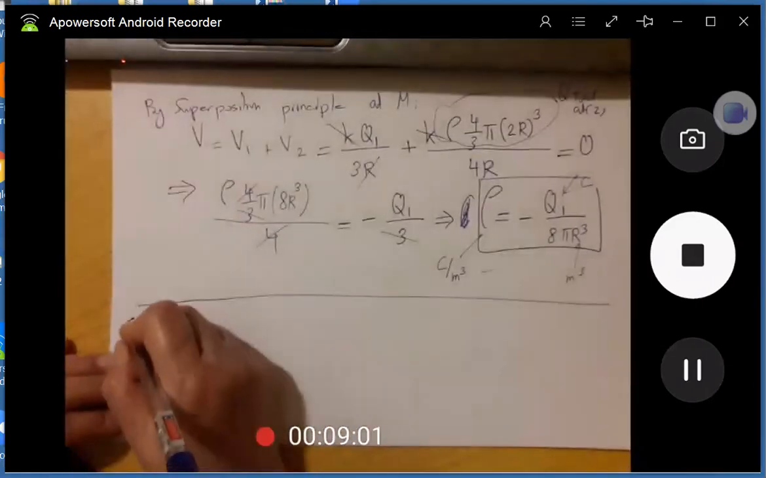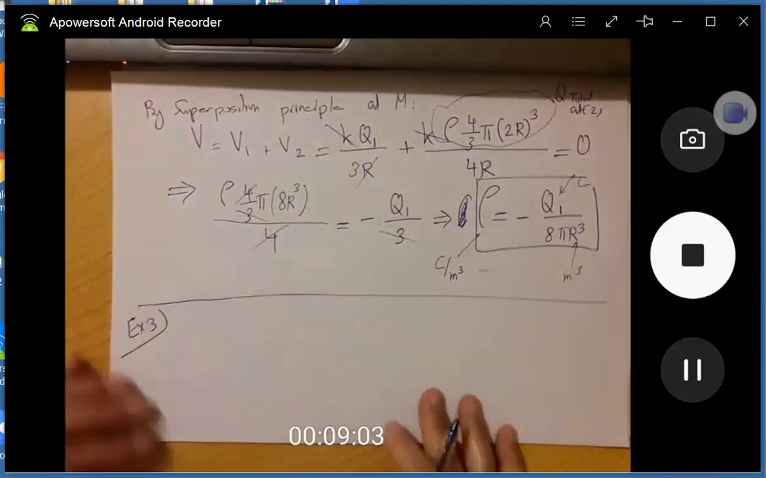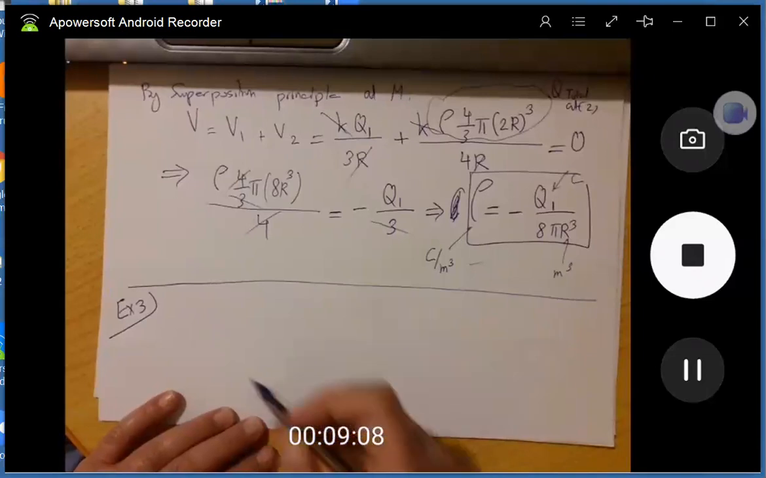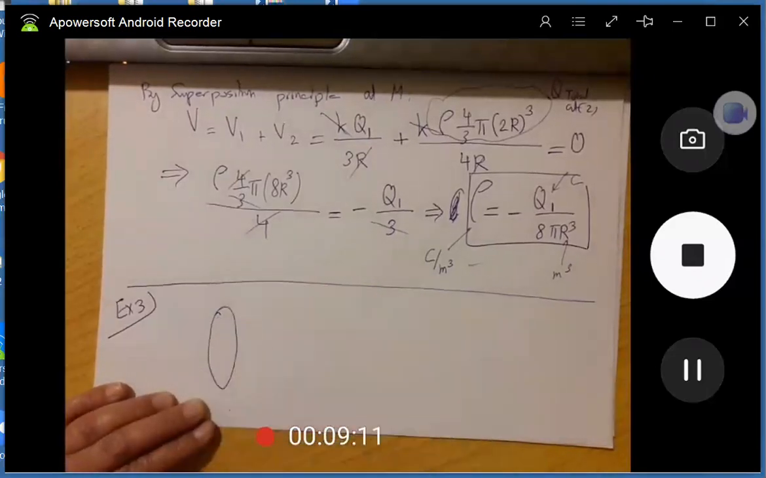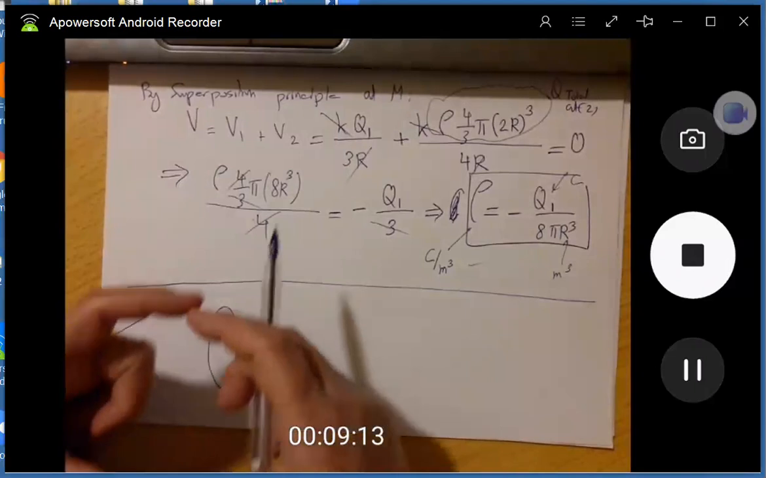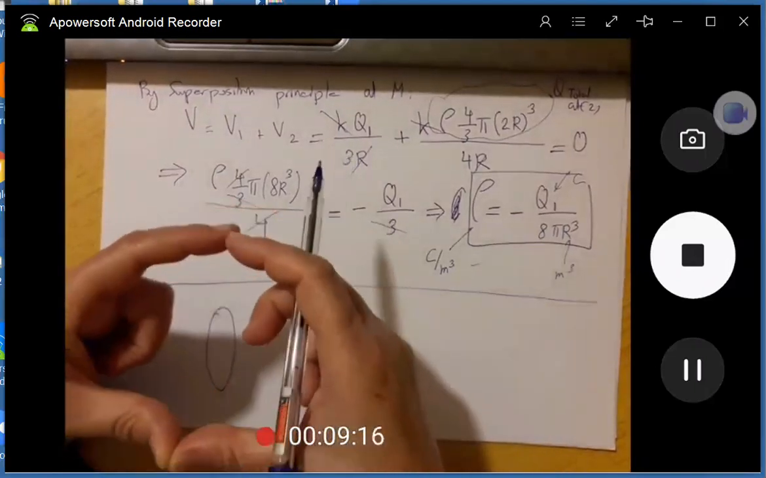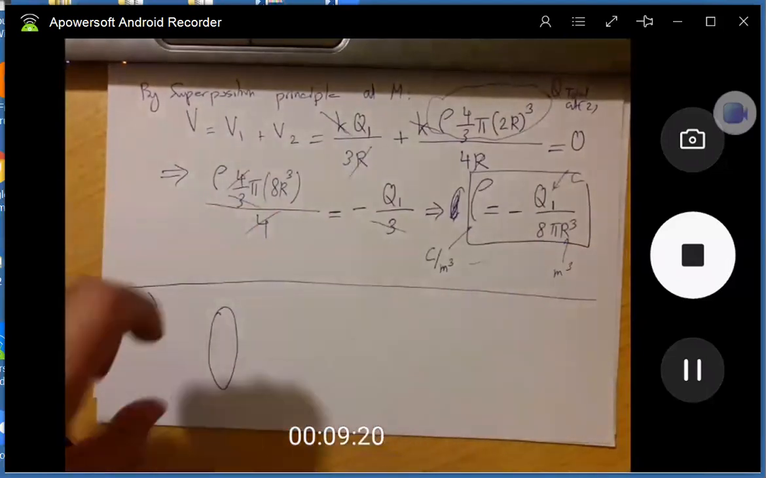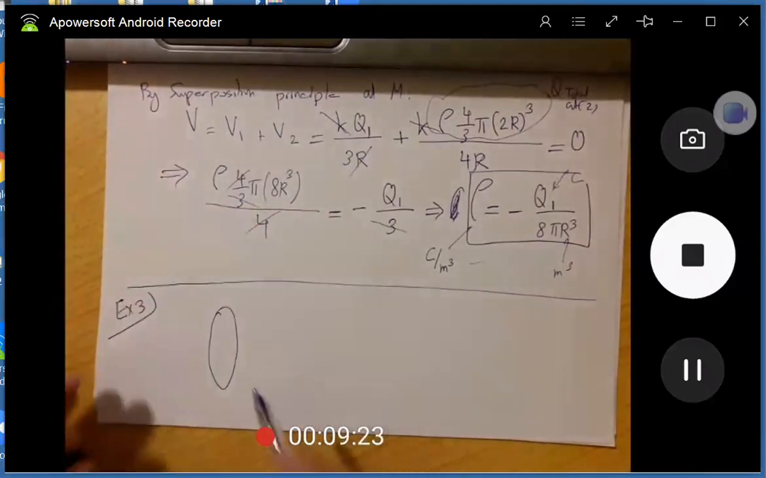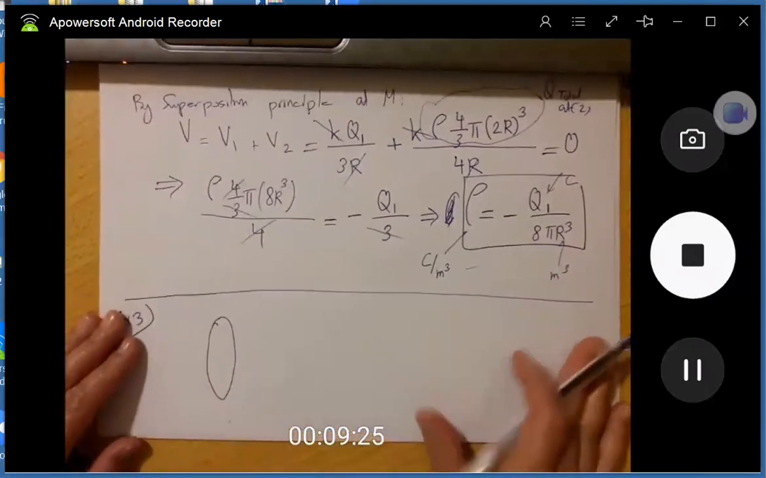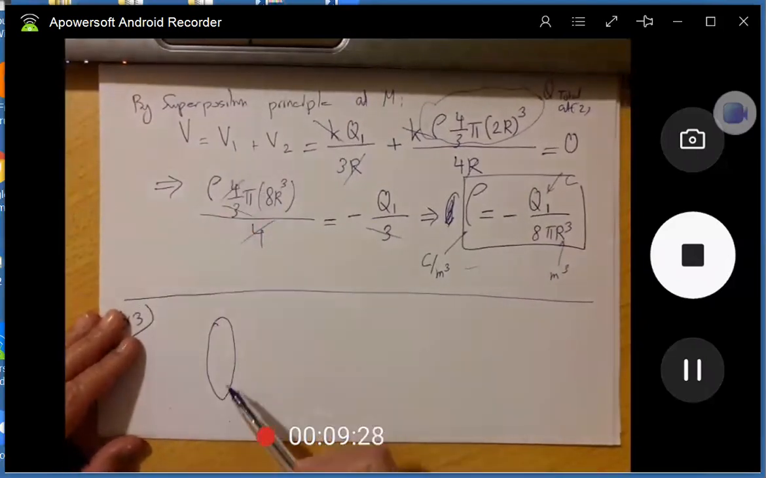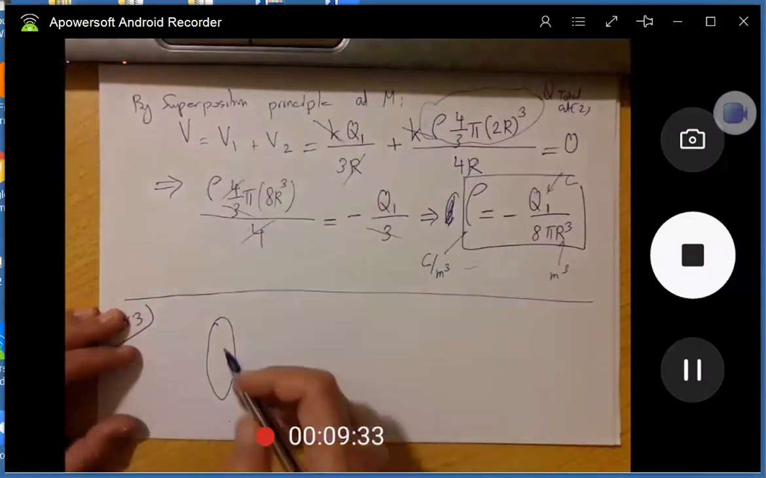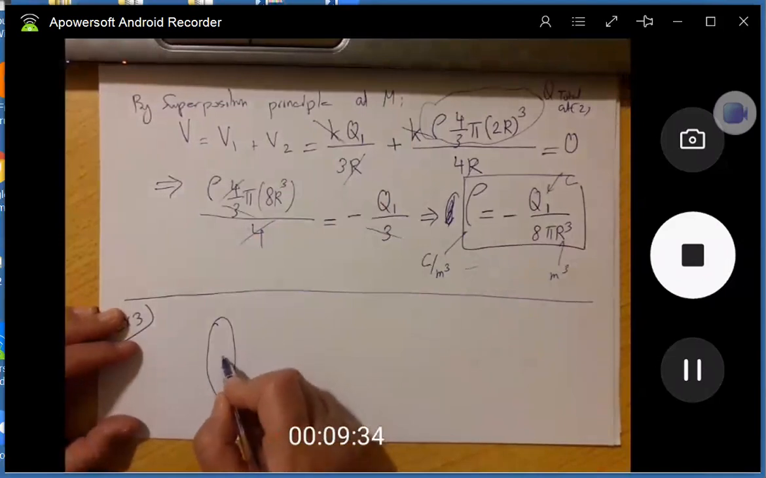Okay, example number 3. Consider we have a ring. The ring should be drawn as a proper circle, but because it's not lying in the plane of the page, it's appearing elliptical. Actually, it's lying in such a plane where the page is the XY plane. This is lying in the YZ plane. Okay, YZ plane.